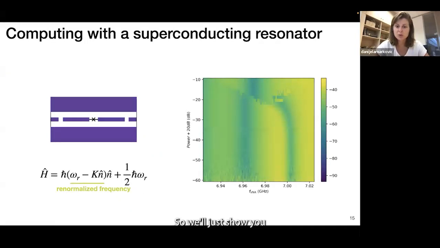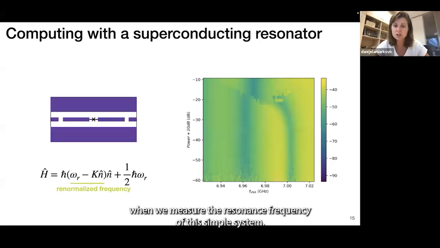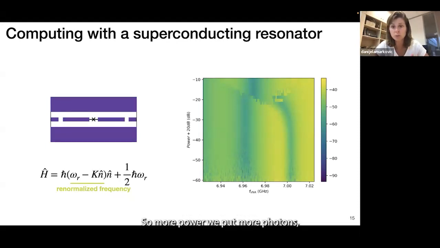So I will just show you what we have when we measure the resonance frequency of this simple system. So we just have one resonator with one Josephson junction in the middle. Here is the reflection as a function of power. So more power we put, more photons we send into the oscillator. And you see that we have this nonlinear shift to the left of the resonator frequency.